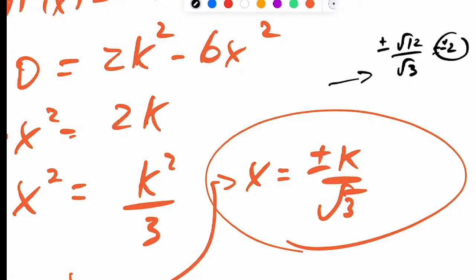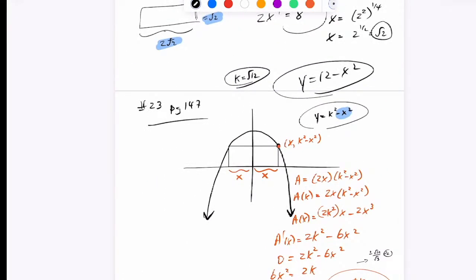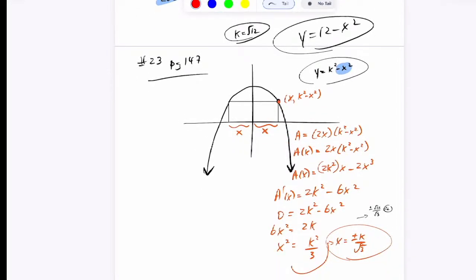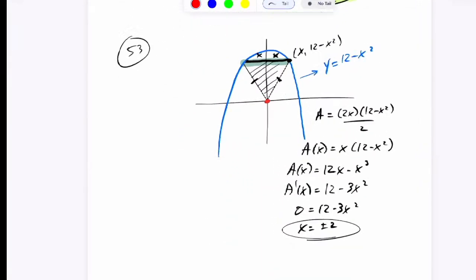You see? So even though it's a different shape, this question still gave the same formula, the same answer. See? You still get plus or minus 2 for that one. 53.